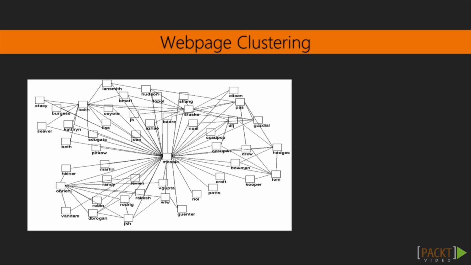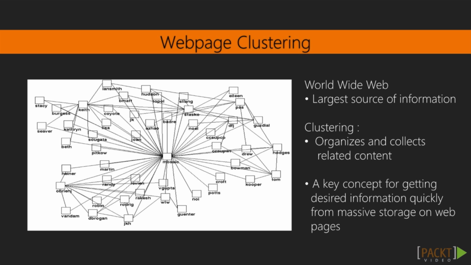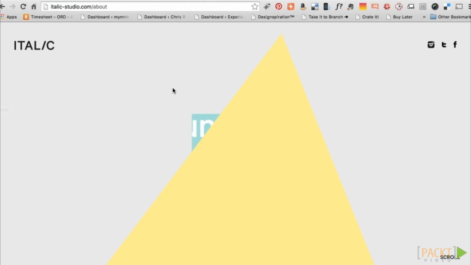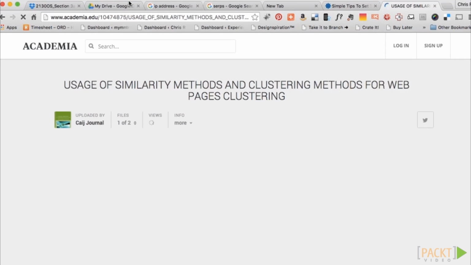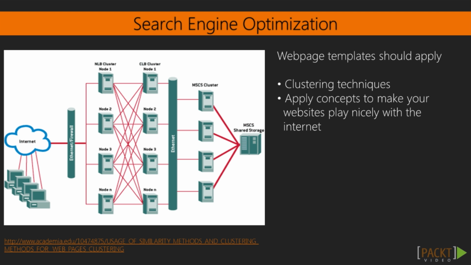The World Wide Web has become the largest source of information. This abundance of information makes information retrieval a difficult process for the average user. A clustering process organizes and collects the objects into related groups. Web page clustering is the key concept for getting desired information quickly from the massive storage of web pages on the internet. Your web page templating should deploy some page clustering techniques. If you're interested in more of this, download this paper at www.academia.edu.